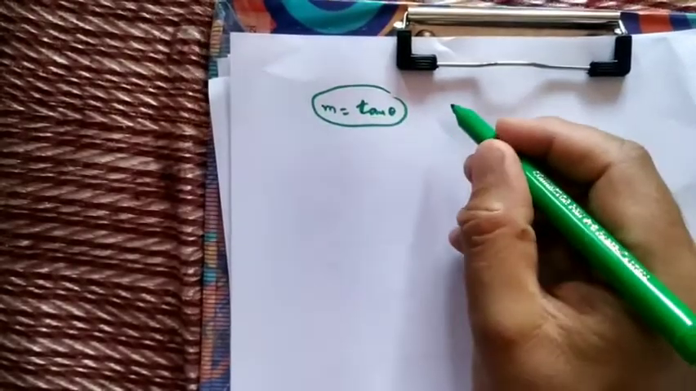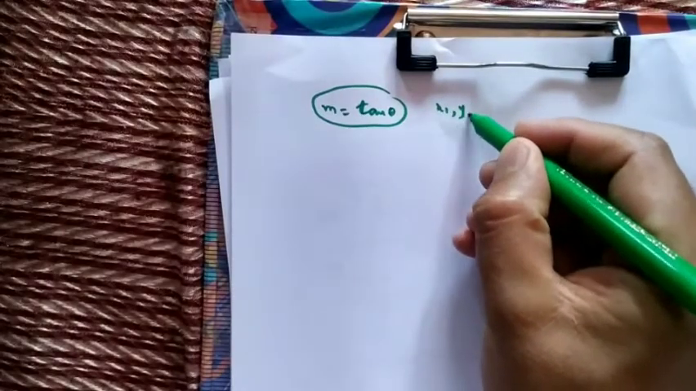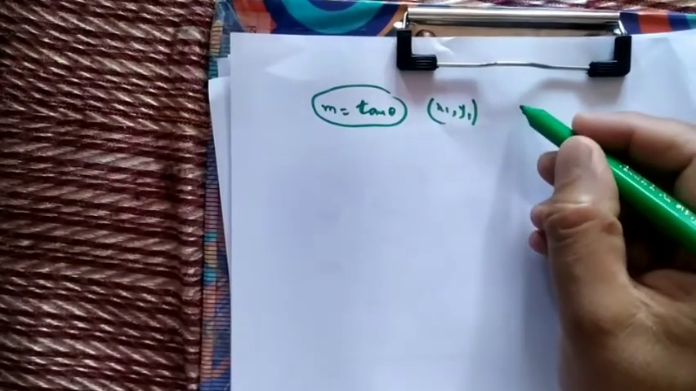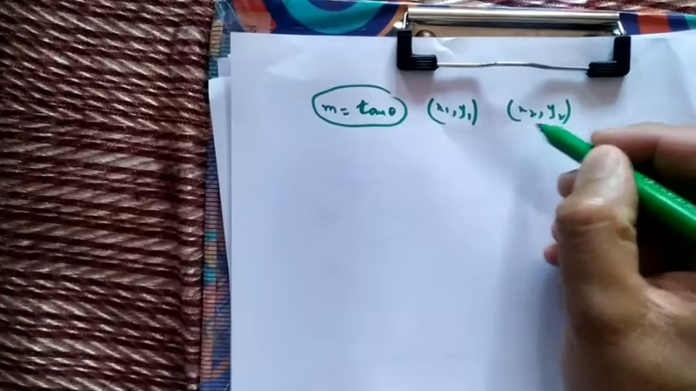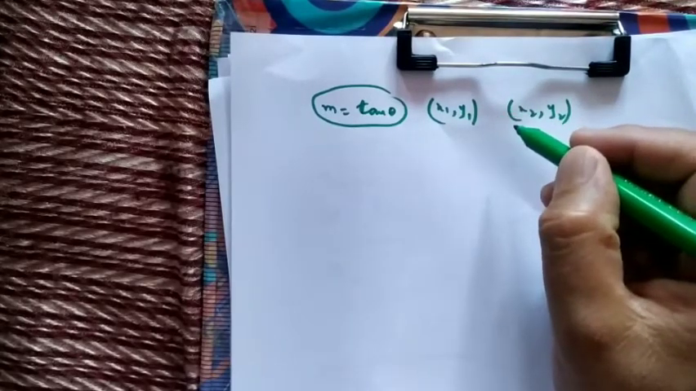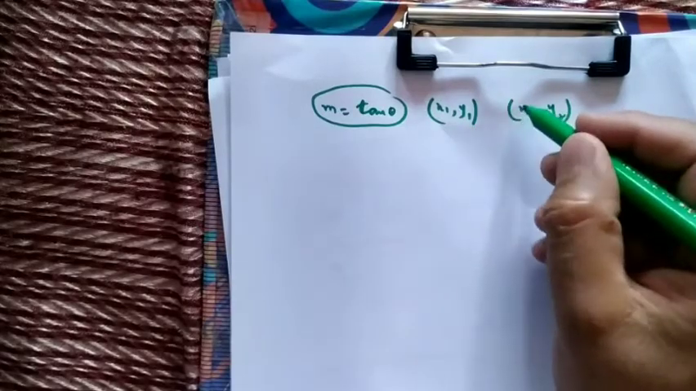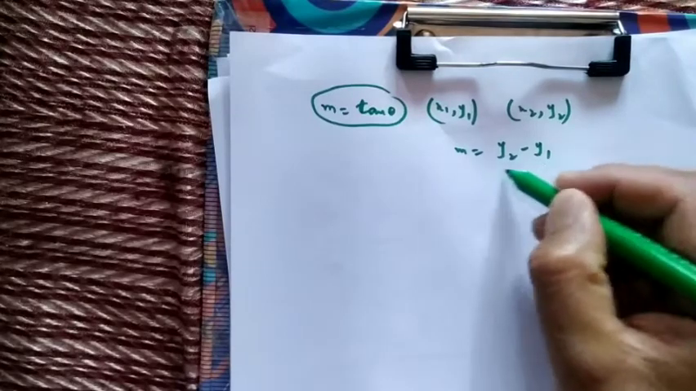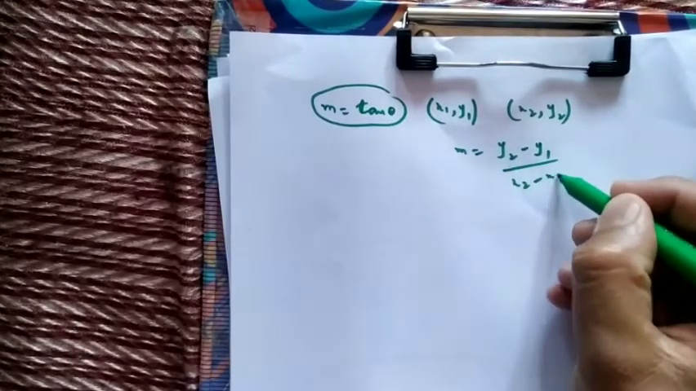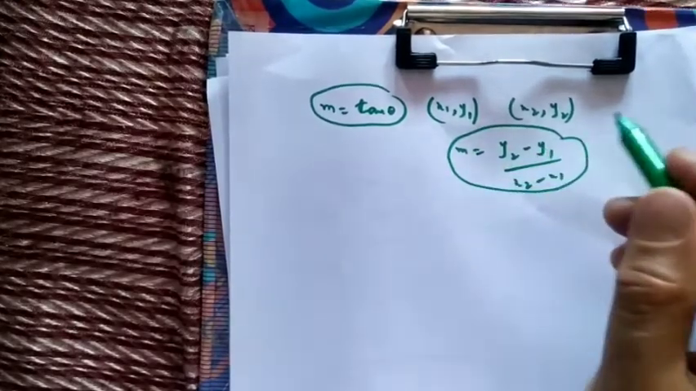Or simply, if x1, y1 and x2, y2 are two points in a plane, then the slope of the line joining these two points is always m is equal to y2 minus y1 divided by x2 minus x1. ये भी स्लोप का फार्मूला है बेटा.